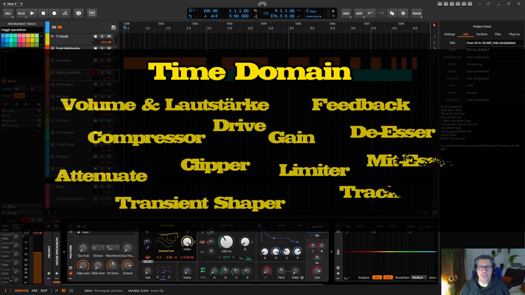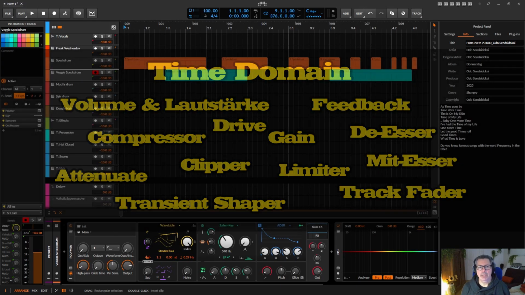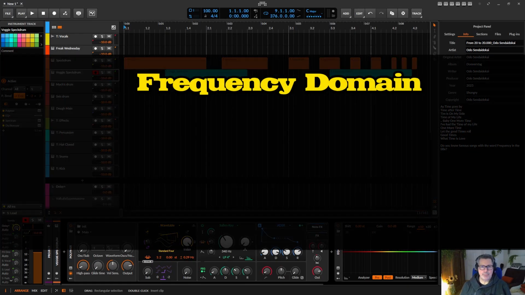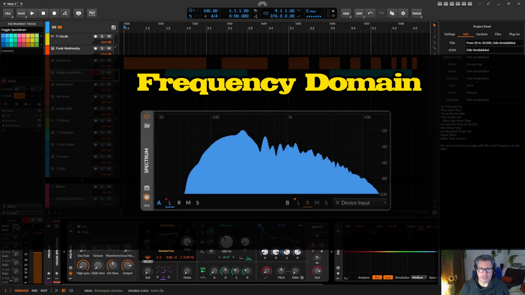Classic dynamic tools include volume controls, such as track faders, gain, drive, attenuation, feedback devices, compressors, clippers, limiters, transient shapers, de-essers, and so on. And that brings us to the frequency domain, the counterpart to the time domain.